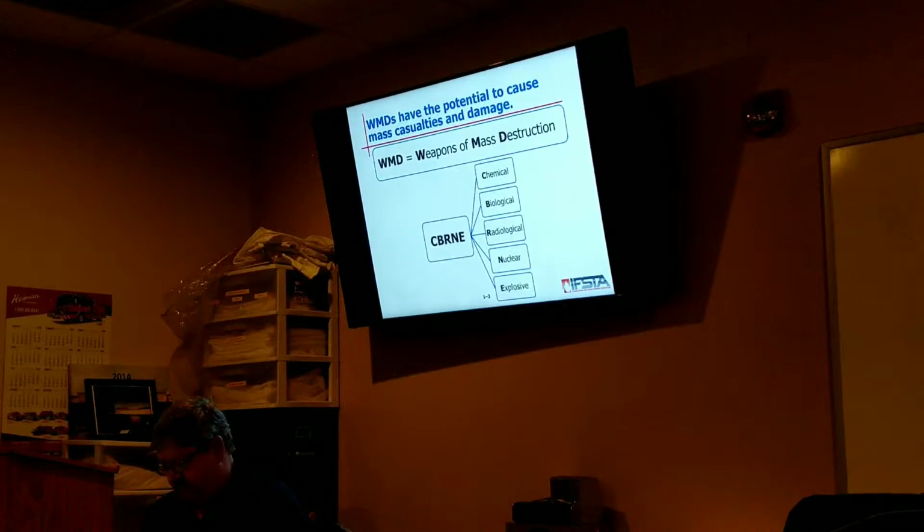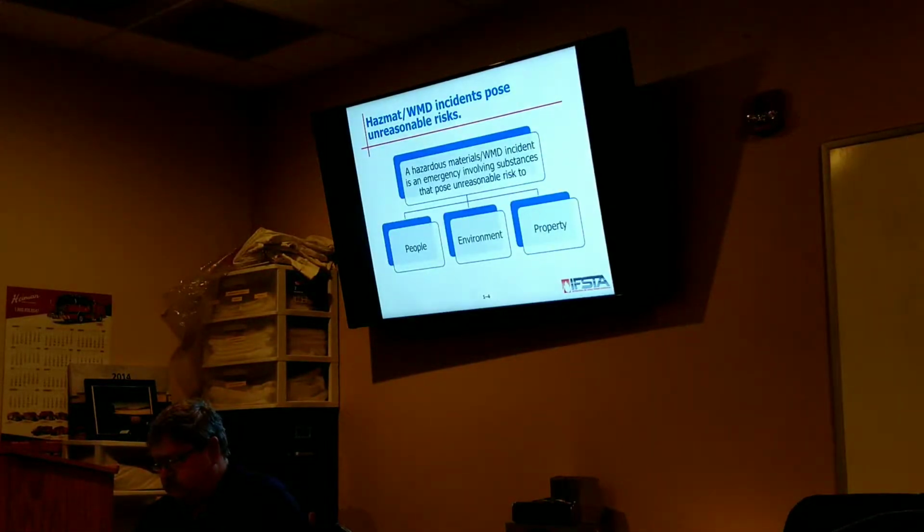Also in here now we have weapons of mass destruction. So in some of those weapons, we end up with chemical, biological, radiological, nuclear, and explosives. Those are all part of weapons of mass destruction. Okay? Causes mass casualties. That's what they're looking for with these, is mass casualties and damage. They pose unreasonable risks. Anytime we have hazmat or weapons of mass destruction, it's an unreasonable risk that we have to take.